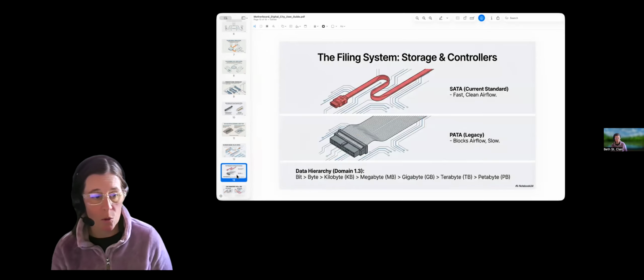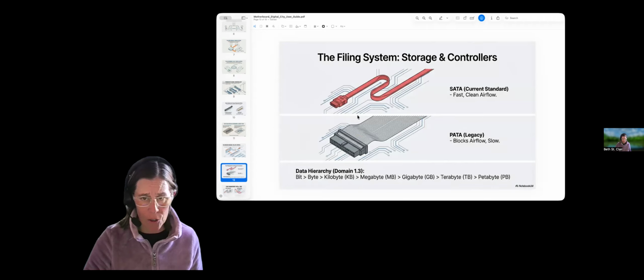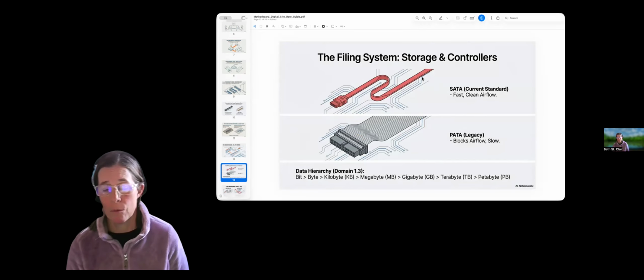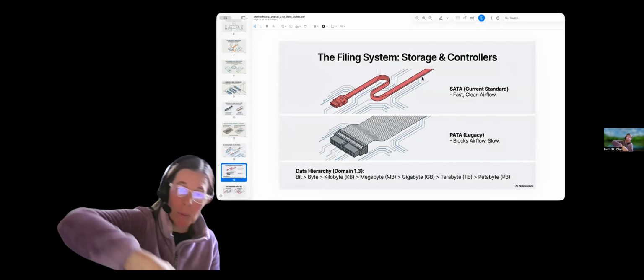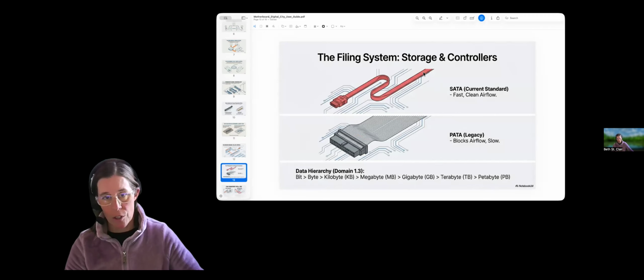So moving on to the filing system. When we have hard drive storage, we have two ways of connecting our storage, and we connect it to what's called a controller. If you don't know what that looks like, look it up. It's basically a little slot that sits on the motherboard for me to plug the cable into. So we've got two types of storage cables.